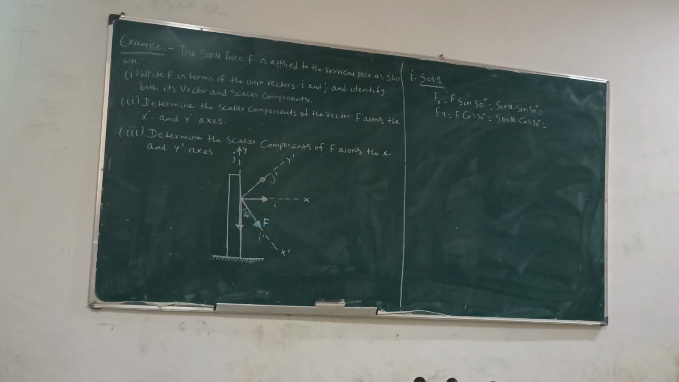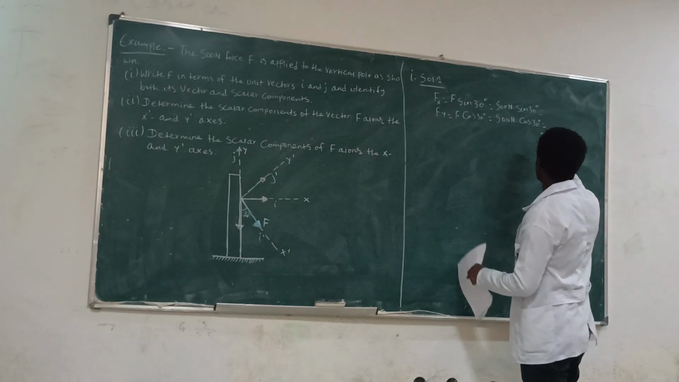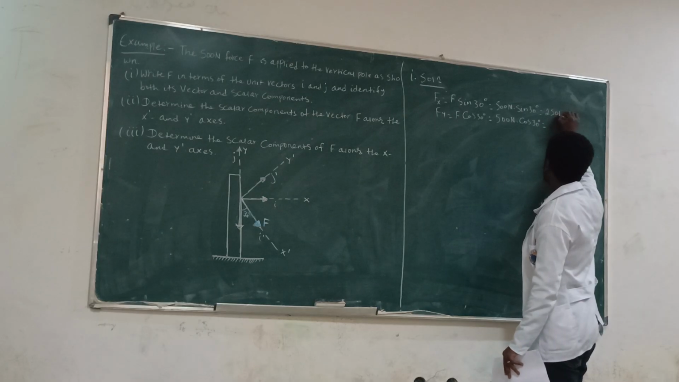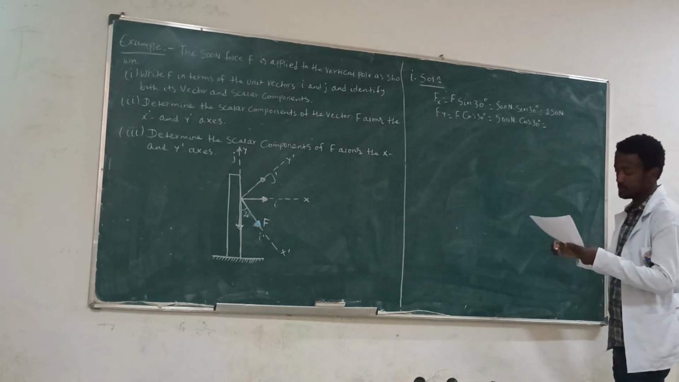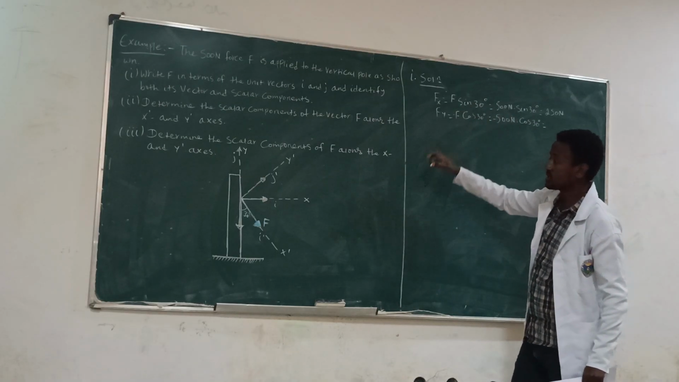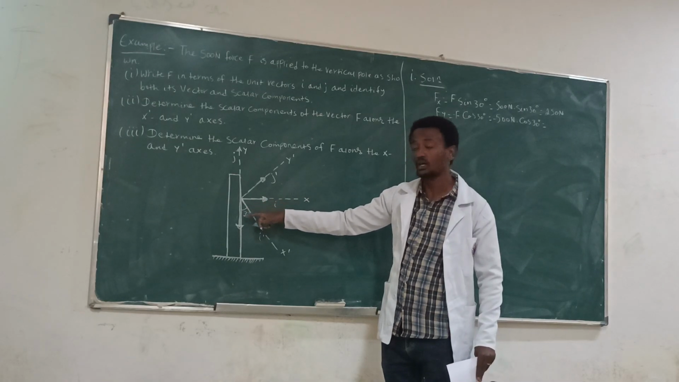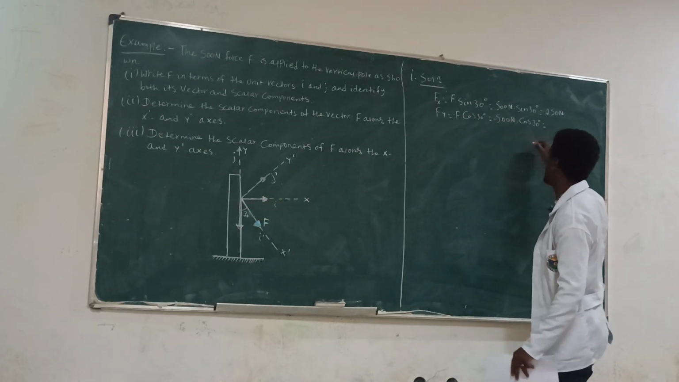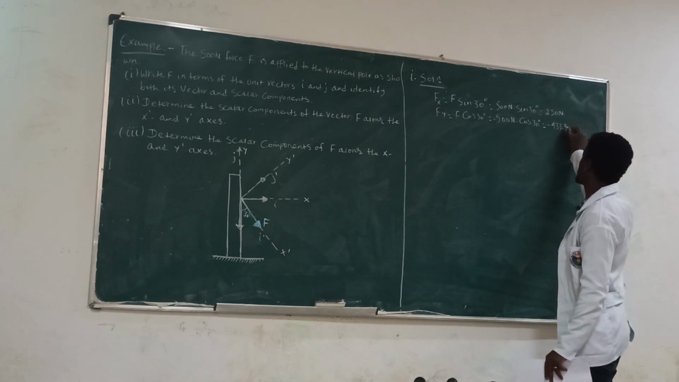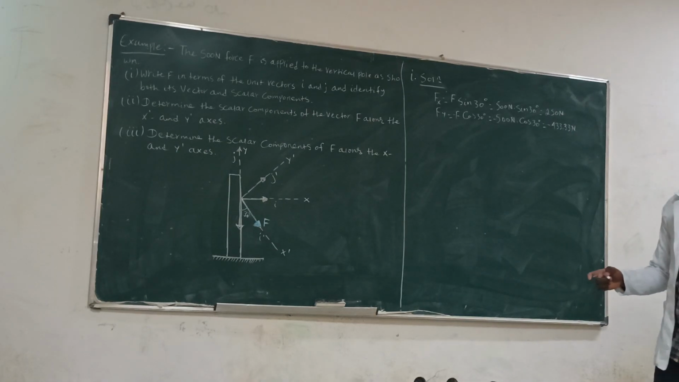Then the scalar components: the scalar value is 250 Newton, and in the y direction it is minus, because Fy is in the downward direction. Therefore minus 433.33. That's the answer.